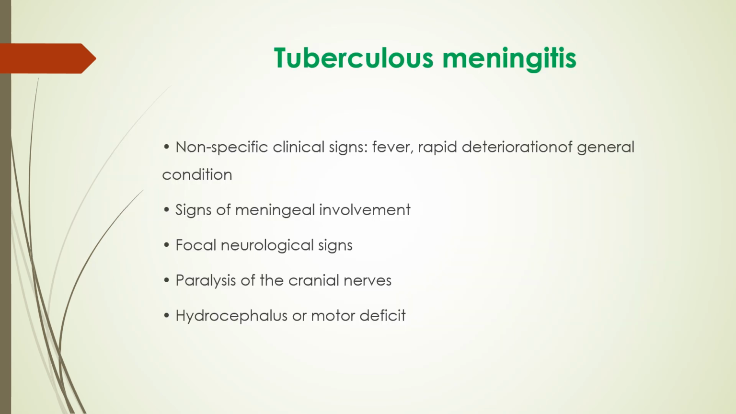The second form of life-threatening tuberculosis is meningitis. We also have non-specific clinical signs. We could have fever, rapid deterioration of general condition, signs of meningeal involvement, focal neurological signs, paralysis of the cranial nerves, or hydrocephalus or motor deficits.